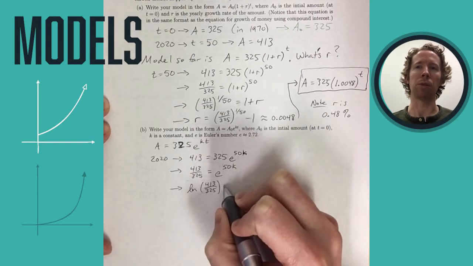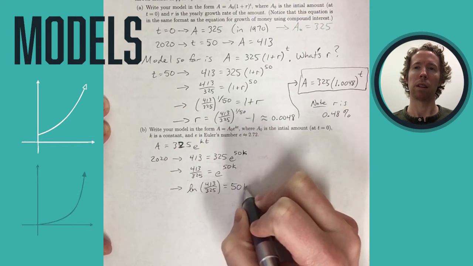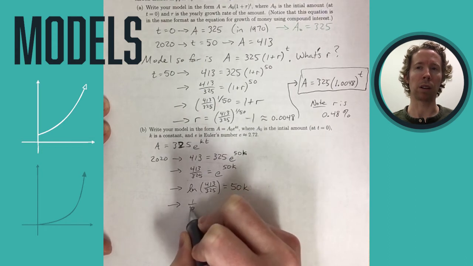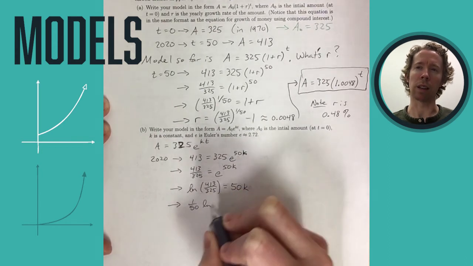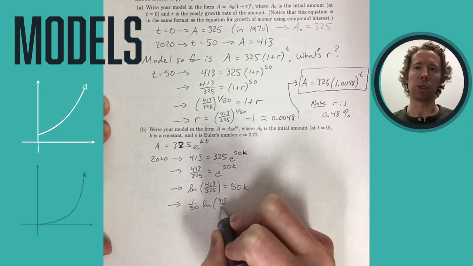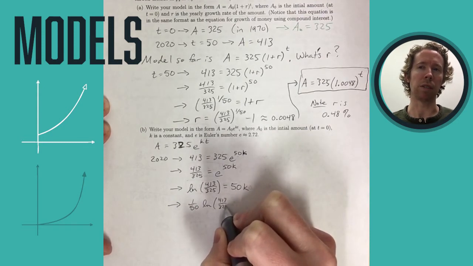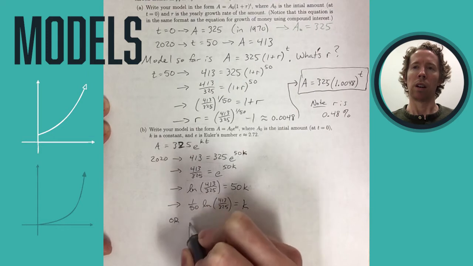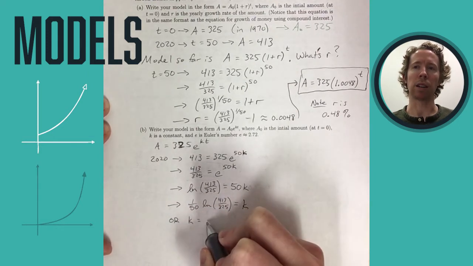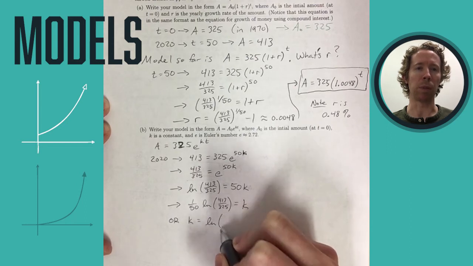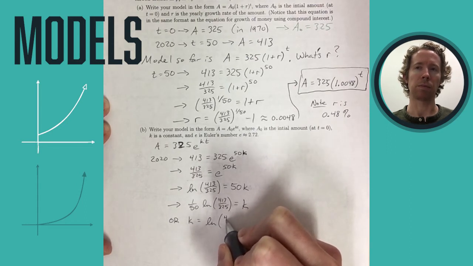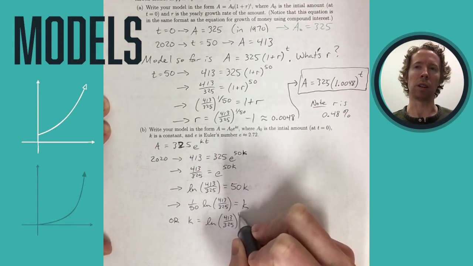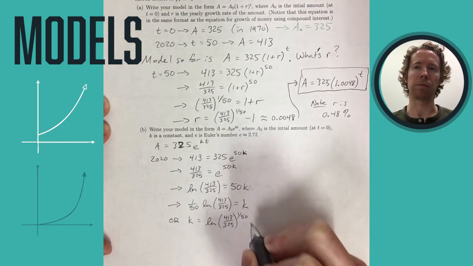So clean it up by dividing by 325. Then you can rewrite this in exponential form. You can do that directly, or you can take the natural log of both sides. When you take the natural log of e to the 50k, you just get 50k. Divide both sides by 50, and that gives you k. And if you want to, you can rewrite k with the 1 over 50 up in the exponent. If you do it that way, you can write your final answer in a little bit more simple format.